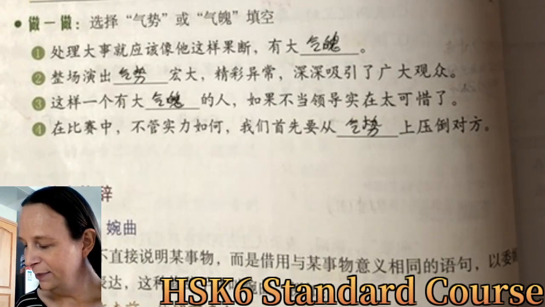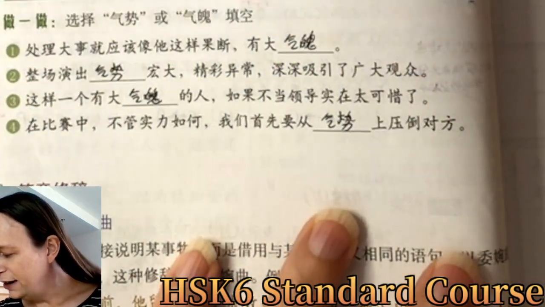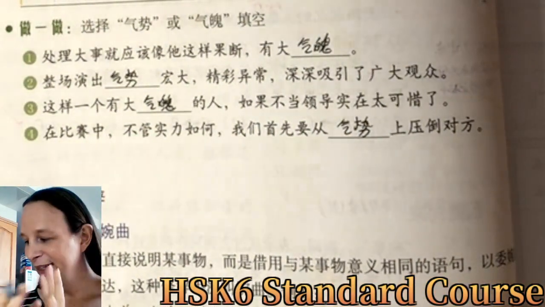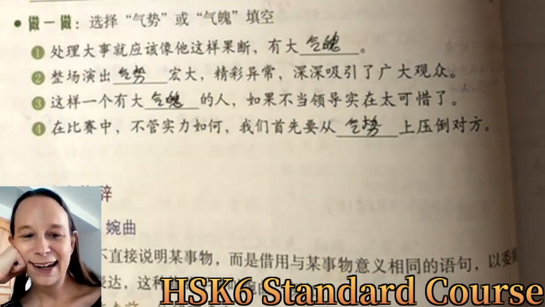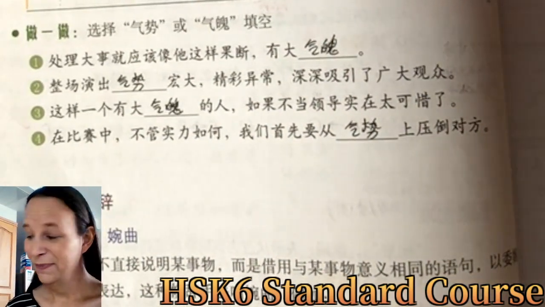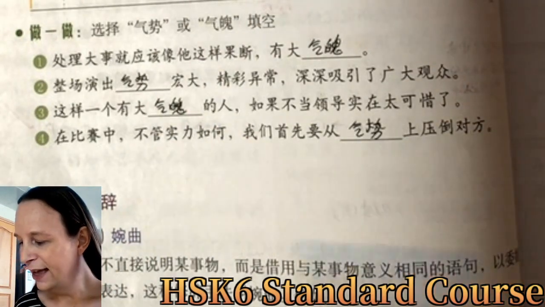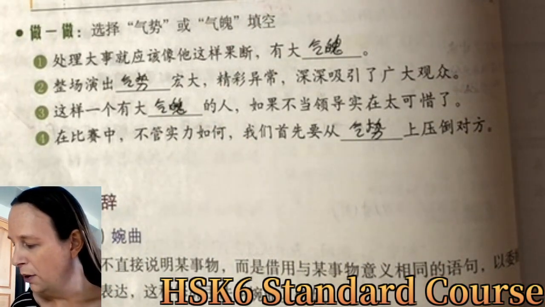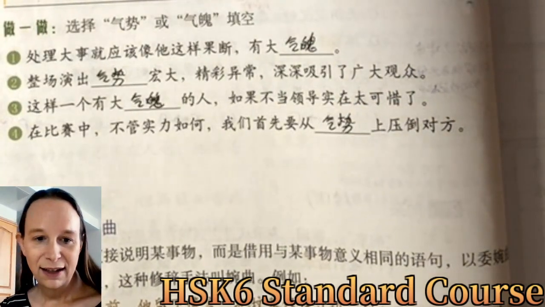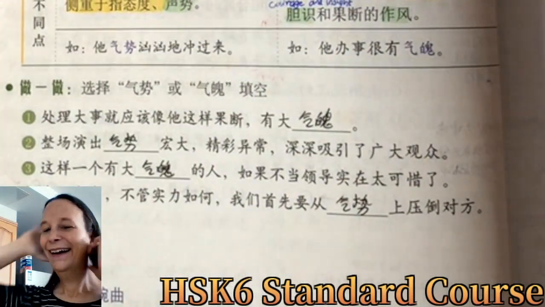这样一个有大气魄的人. Yeah, I don't know. 如果不当领导, 实在太可惜了. Okay, so quality of a leader is decisiveness. You encounter that a lot when you deal with Chinese teachers and so on. Is that true? I don't know. Maybe. So I think that's 气魄. I think this is 气魄 too. 在比赛中，不管实力如何，我们首先要从气势上压倒对方. So from our attitude, I got nothing.